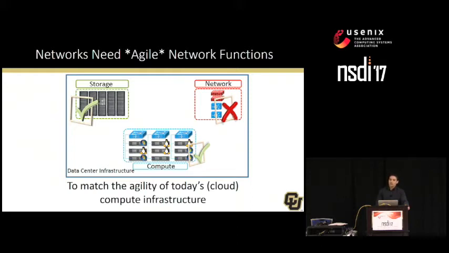With servers and storage, we are now able to launch applications in a matter of seconds, adjust the amount of storage that we have on demand instantaneously as the application needs, and scale the application in and out over time with minimum effort. But with network functions, we don't have the same type of agility.